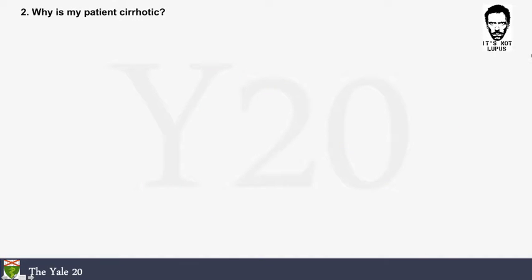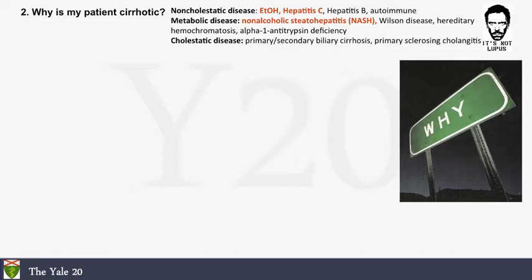Moving on from triage to diagnosis. Why is my patient cirrhotic? This is more of a reference slide, so don't get crazy about memorizing all of these things. The main thing is it can be cholestatic or non-cholestatic. Non-cholestatic means that it involves primarily the liver and not the biliary system. And the most common are alcohol cirrhosis, hepatitis C cirrhosis, and metabolic disease. Non-alcoholic steatohepatitis is a rising cause of end-stage liver disease in our population as we get more obese.